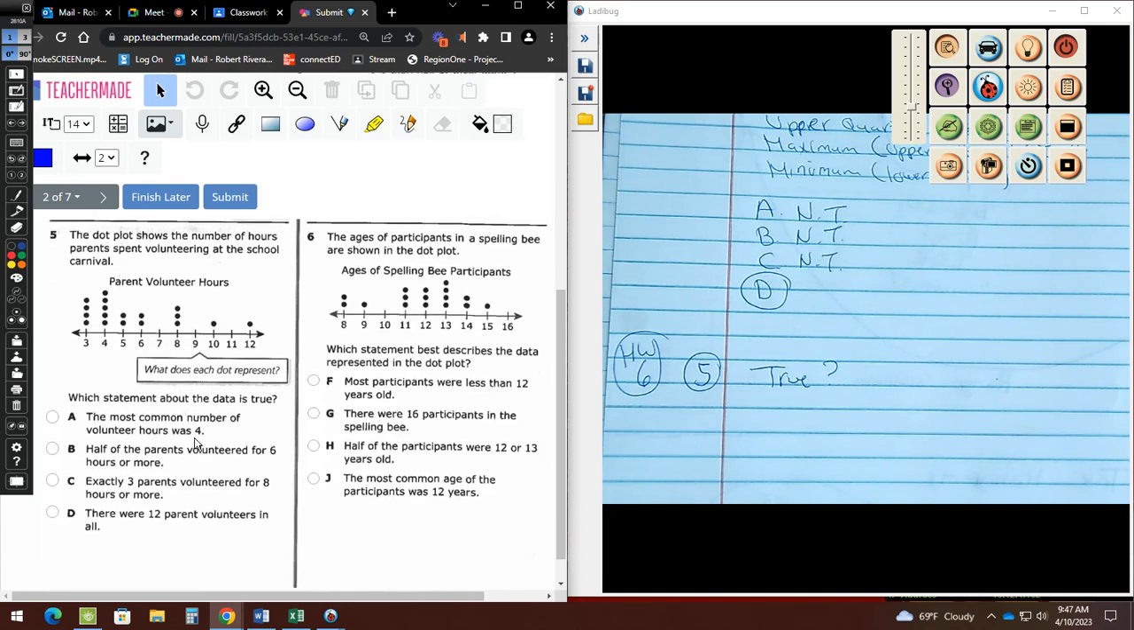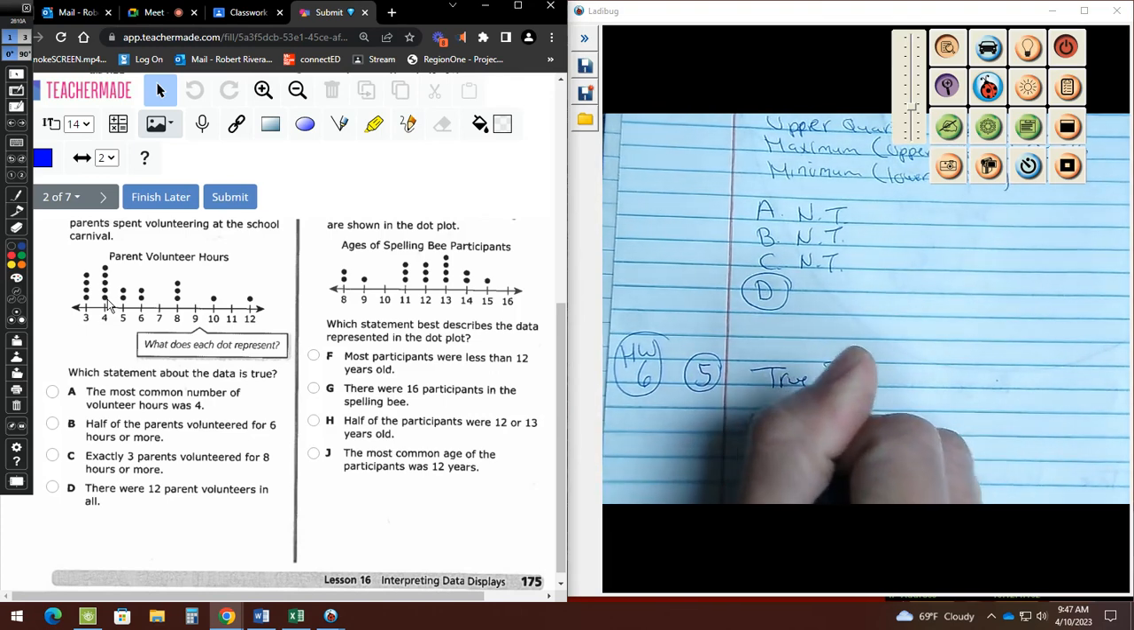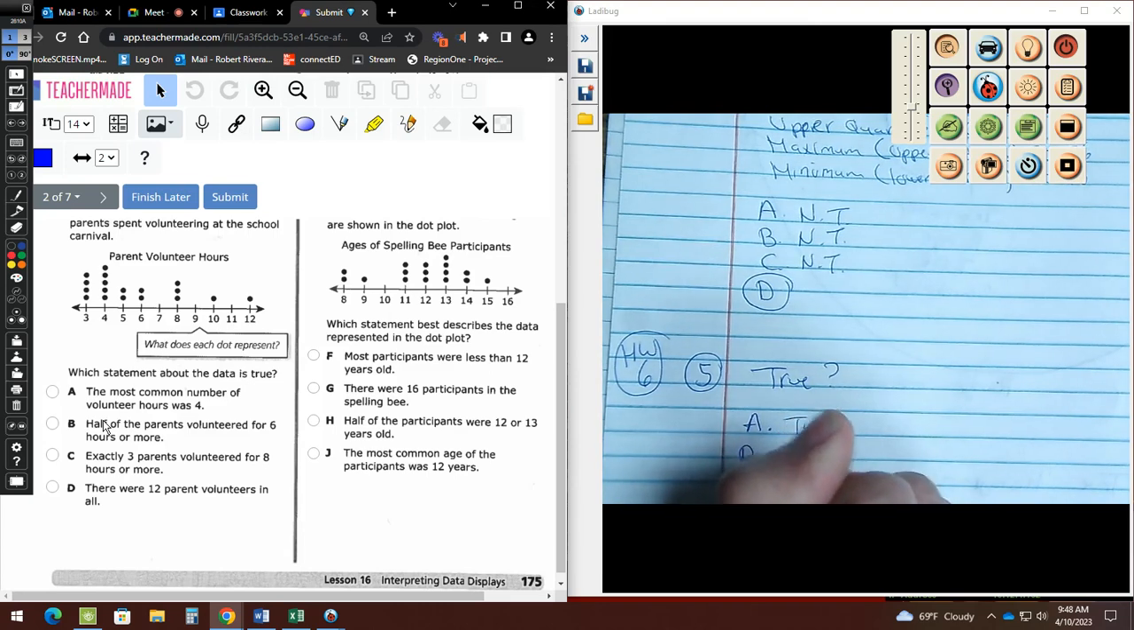Here we go. Ready? Now that we know what they represent, we can start this. The most common number of the volunteer hours was 4. True or false? True. Most common is the most. Which one occurs the most? 4. Most parents like to volunteer for 4 hours at least. Most parents. Okay? Why? Because that occurs the most. So letter A looks good already. Rápido. Bien para letter A. Thank you, letter A. B.